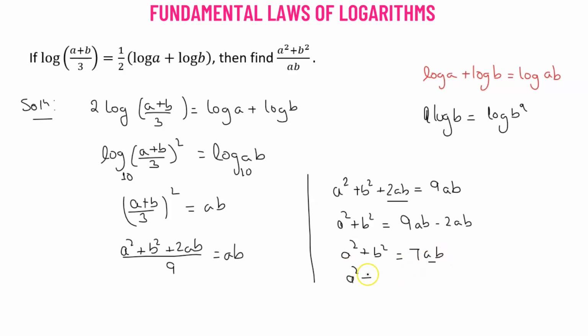Now we'll divide both sides with ab. So that will give us (a squared plus b squared) divided by ab, and that will be equal to 7. So this is the required value of (a squared plus b squared) over ab.